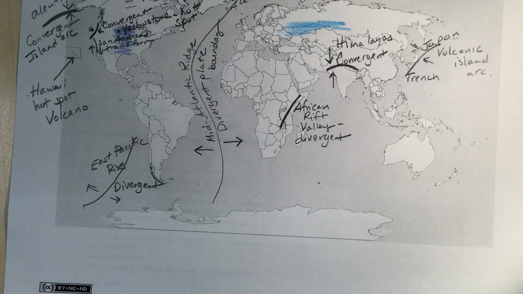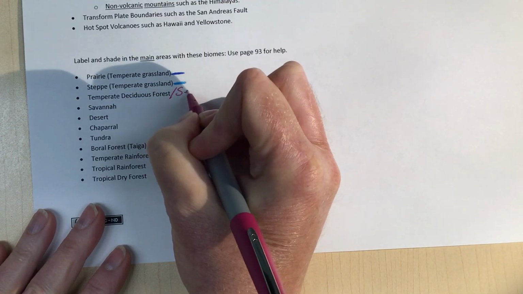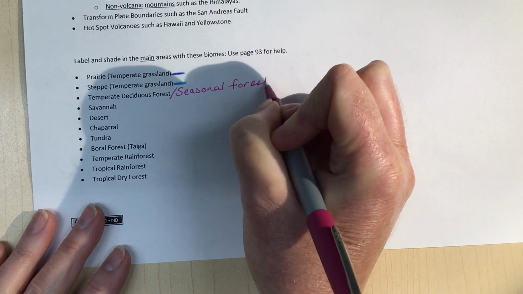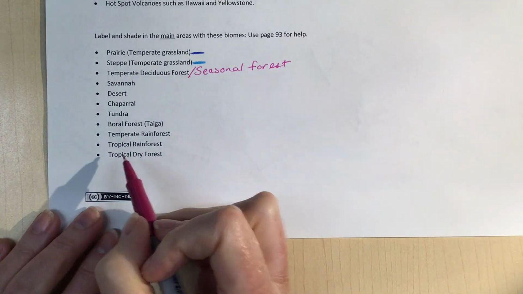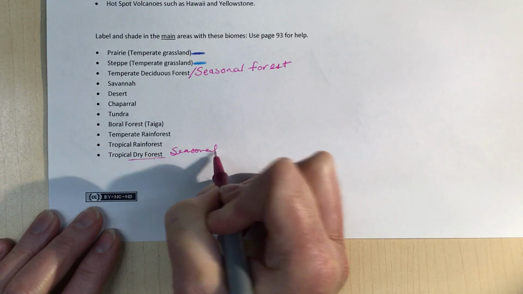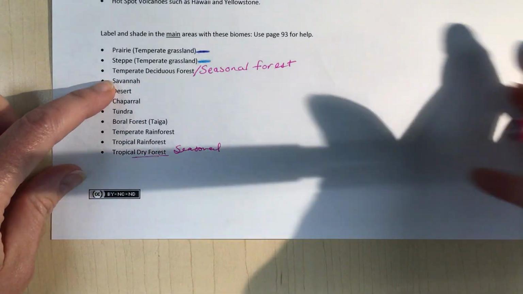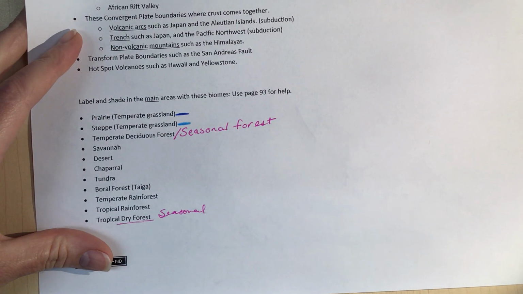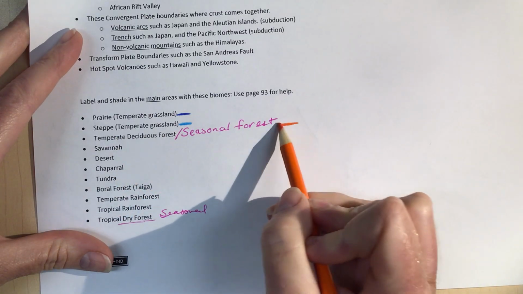Next one, temperate deciduous forest, is also known, with the new rewrite of the AP test, as a seasonal forest, so temperate seasonal forest. And they also have kind of combined that with dry forest as seasonal as well. Okay, so temperate deciduous forest, the most common locations. I'm going to pick green. Actually, I'm going to pick orange because the leaves fall off the trees, so I can kind of remember that with orange leaves.